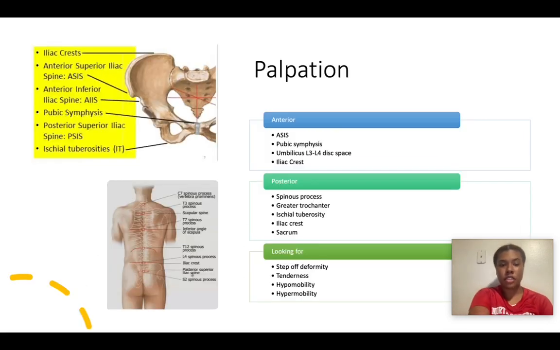So next we have palpation. When we're palpating, we want to palpate anteriorly and posteriorly. So on the anterior side, we want to palpate the ASIS, the pubic symphysis, the umbilicus, and the iliac crest, as well as for the posterior side, we want to palpate along the spine, the greater trochanter, ischial tuberosity, the iliac crest again, as well as the sacrum. And when we are palpating, we are looking for any tenderness, hypomobility, hypermobility, as well as a step-off deformity along that spine.